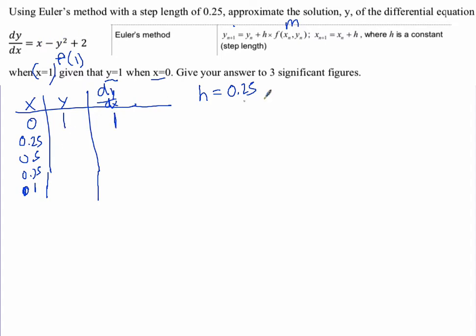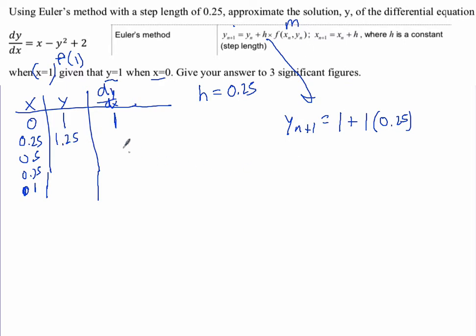Now to get the new y value, that's where we use the formula. So y n plus 1 equals the previous y value plus the slope times h, or h times the slope, either way. So it's 1.25 is your new y value.